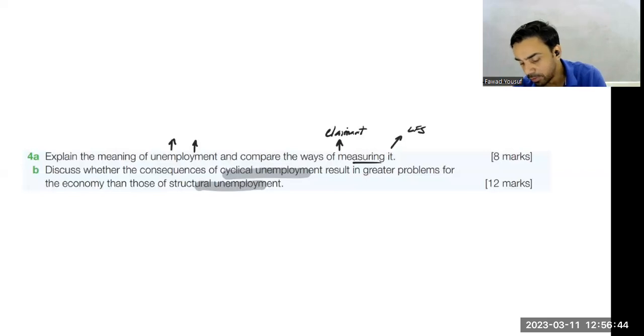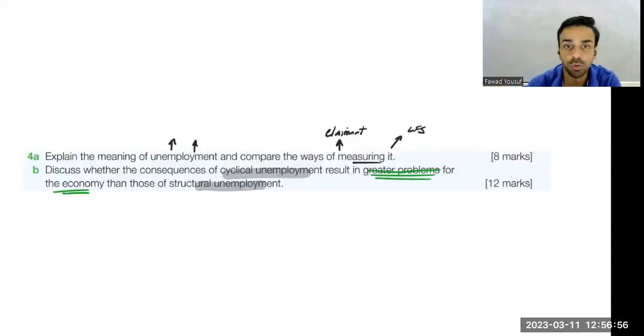But for your evaluation purposes, greater problems for the economy is your key phrase over here. Which one is going to result in greater problems for the economy? Whatever you want to argue, I would still argue cyclical creates greater problems for the economy because it creates overall unemployment all across your country, and that is something really difficult to deal with, right?